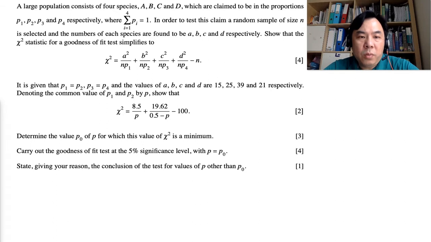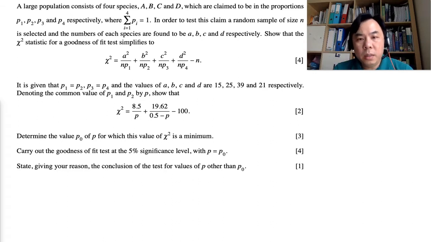For this expression, we're going to determine a P naught value, the value of P for which the chi-square would yield a minimum. Once we obtain that, they want us to use the value of P naught, which produces a minimum chi-square, to carry out the goodness of fit test, which means we are going to perform the chi-square test at a 5% significance level.